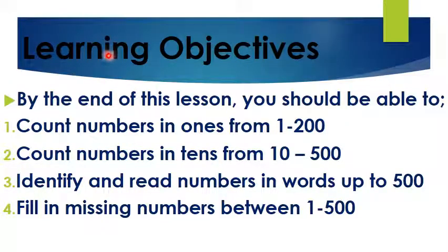So your learning objectives are, by the end of this lesson, you should be able to count numbers in ones from 1 to 200, count numbers in tens from 10 to 500, identify and read numbers in words up to 500. Then you should be able to fill in missing numbers from 1 to 500.